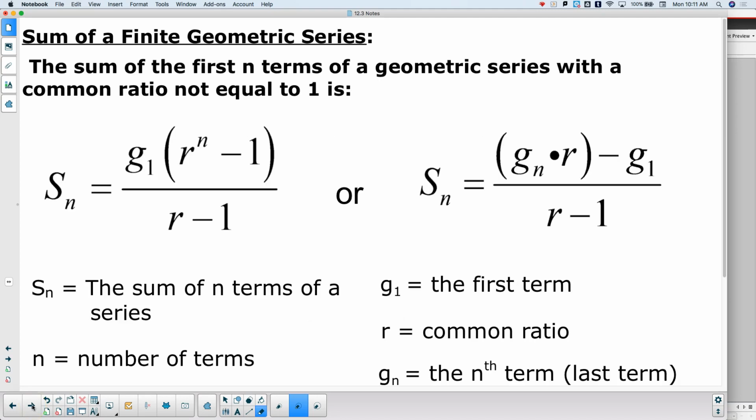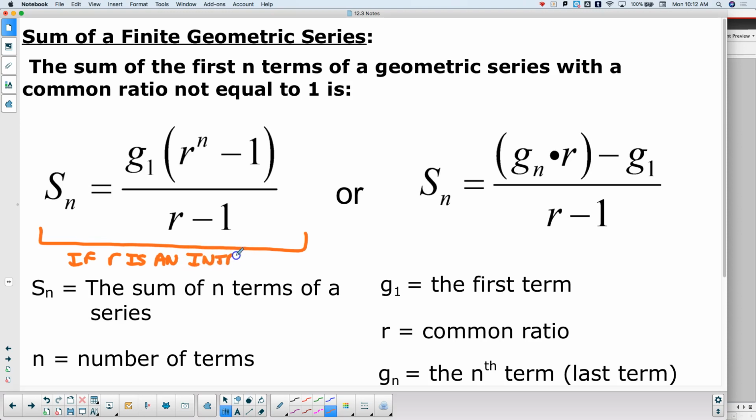Okay. There are two geometric sum formulas. Both of them will get you to the exact same destination. It basically ends up being a personal preference as to which one you want to go with. If it were me, I would stick to the left side one if R is an integer. That would be my personal preference.